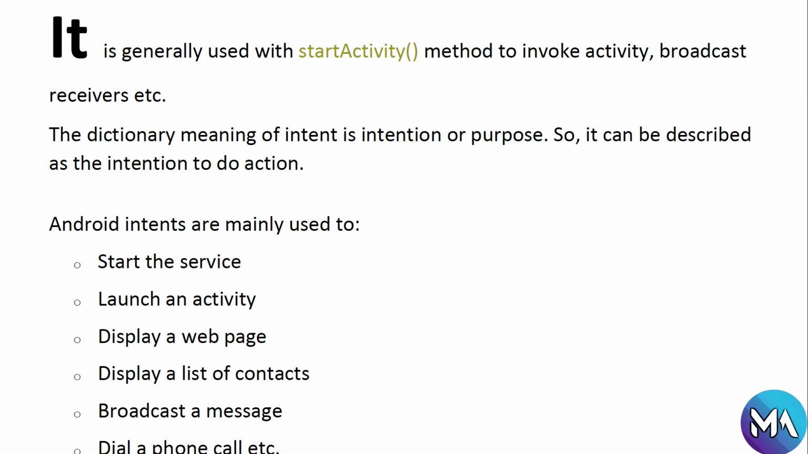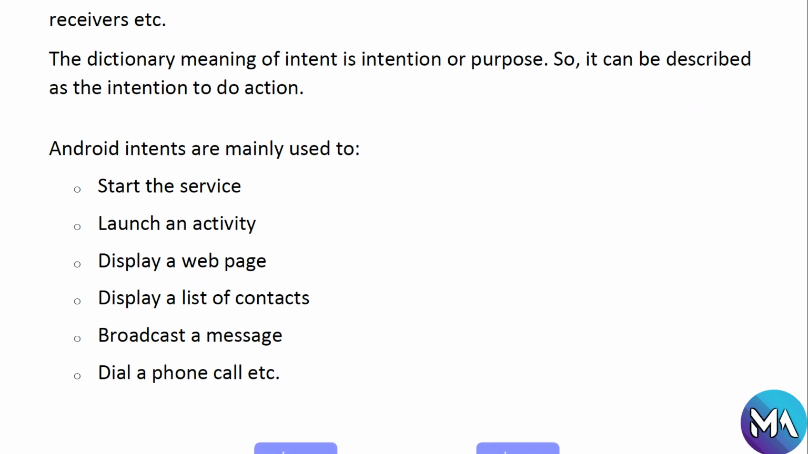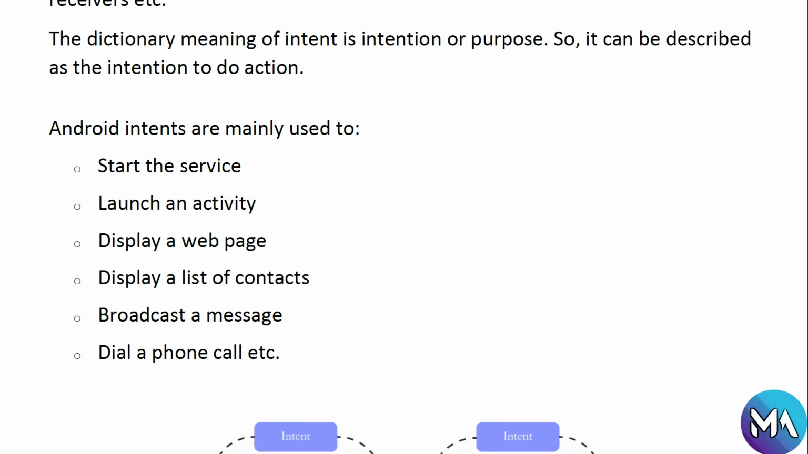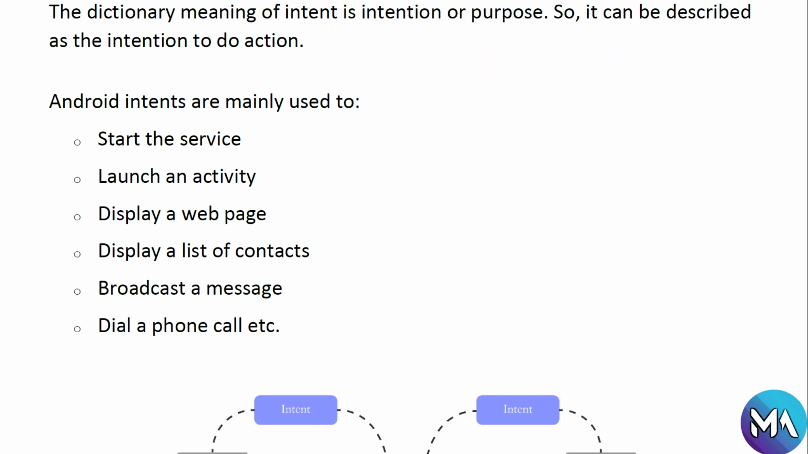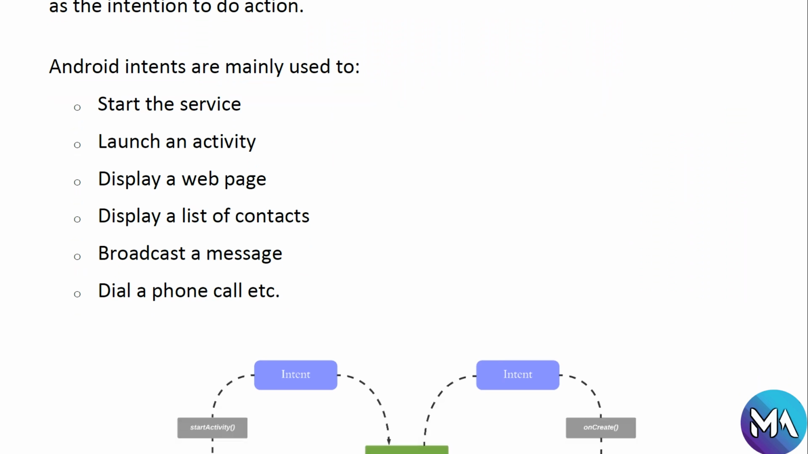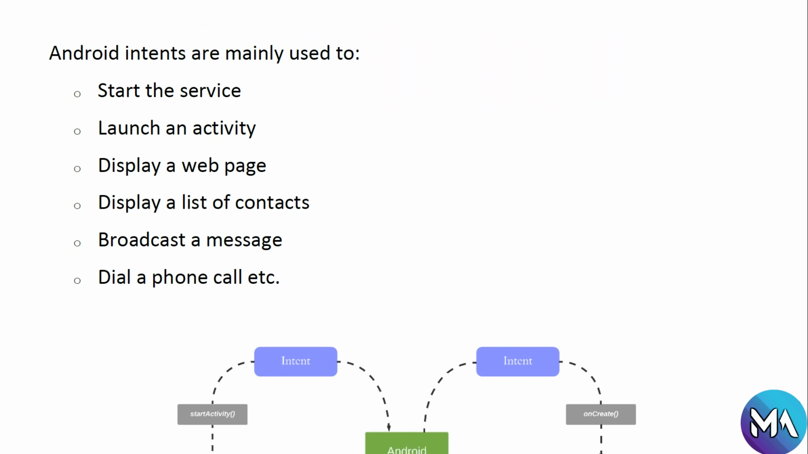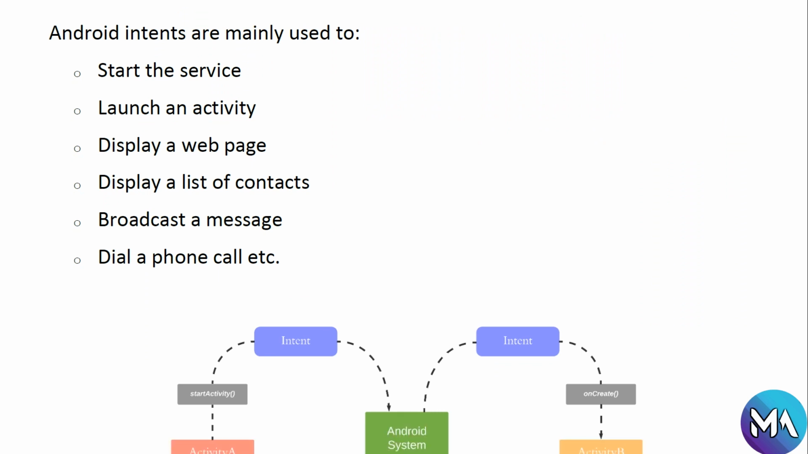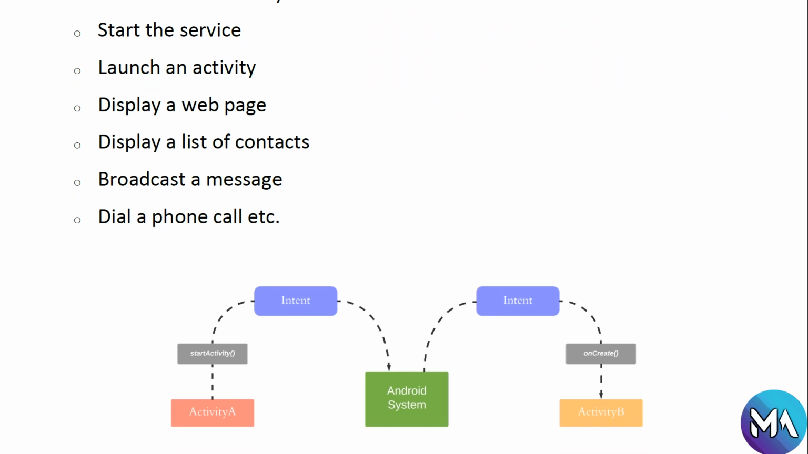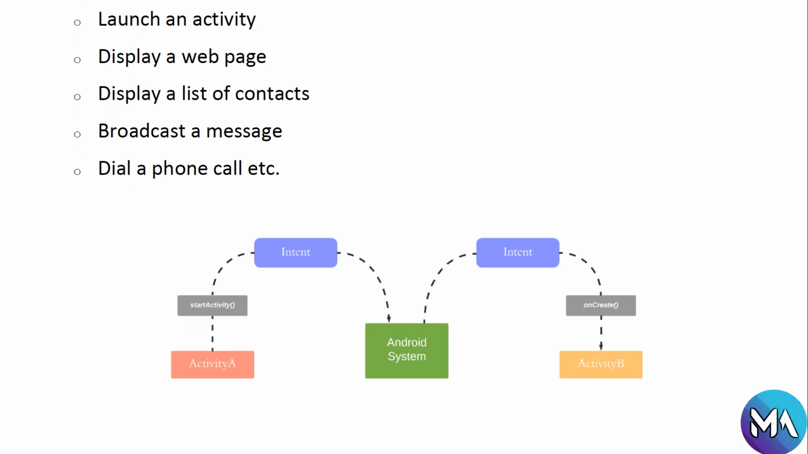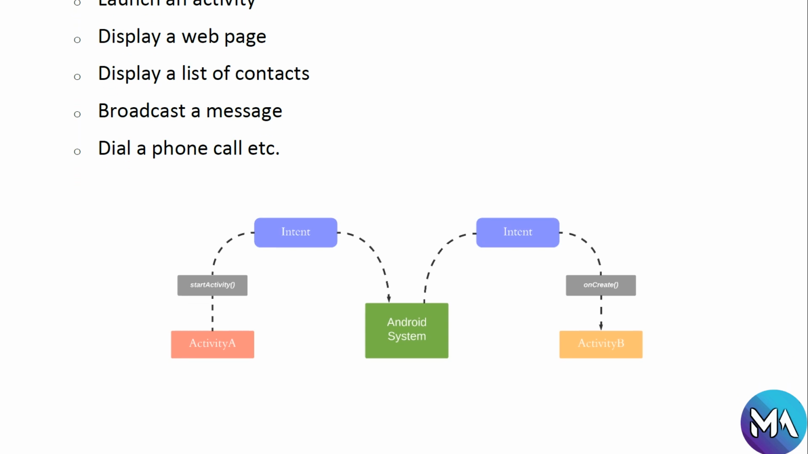So back to intents, it's generally used with the startActivity method to invoke activities, broadcast receivers, and etc. The dictionary meaning of intent is intention or purpose, so it can be described as intention to do an action. Android intents are mainly used to start a service, launch an activity, display a web page, display a list of contacts, broadcast a message, and dial a phone call, and etc.